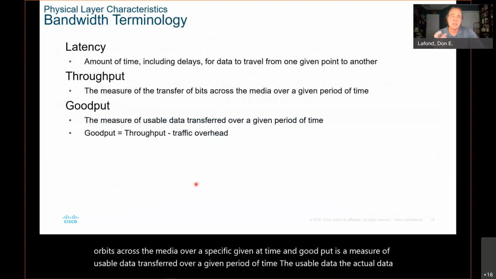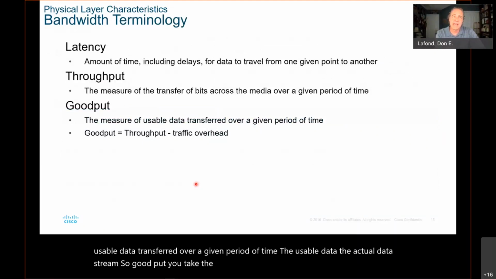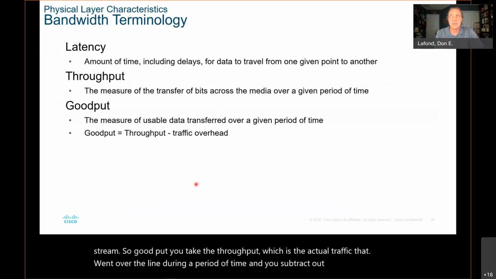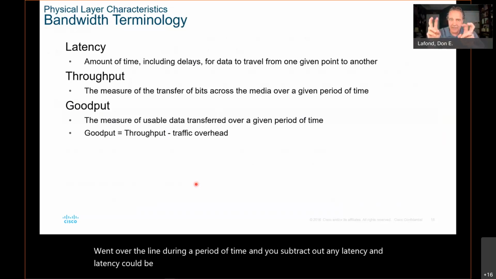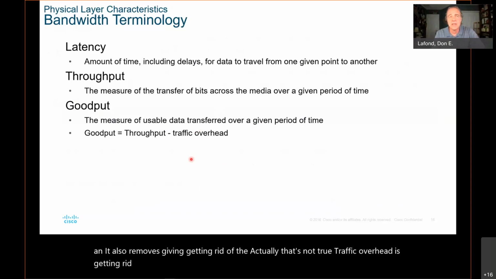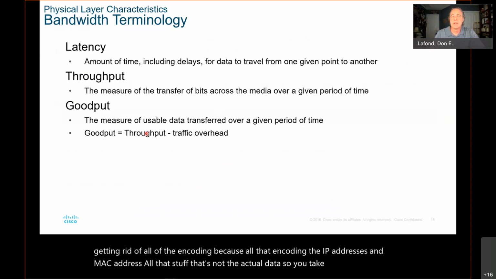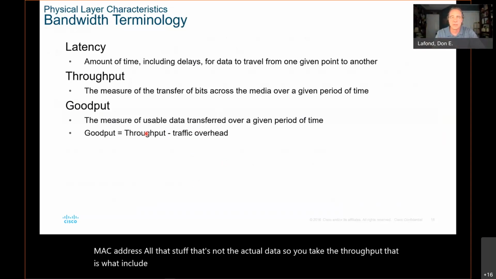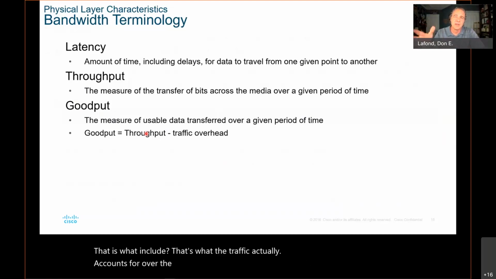So goodput, you take the throughput, which is the actual traffic that went over the line during a period of time, and you subtract out any latency, and latency could be slowdowns on the network like traffic on a highway. Actually, that's not true. Traffic overhead is getting rid of all of the encoding, because all that encoding, the IP addresses and MAC address, all that stuff, that's not the actual data. So you take the throughput, that is what the traffic actually counts for over the line, subtracting all of the overhead, and that gives you goodput.